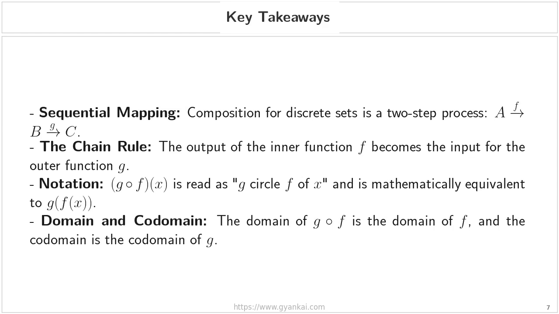Finally, let's define the boundaries of this process. The domain of the composite function, G circle F, is the domain of the first function, F, and the final codomain is the codomain of the second function, G. In simpler terms, the entire process starts with an element from set A and ends with a result in set C.